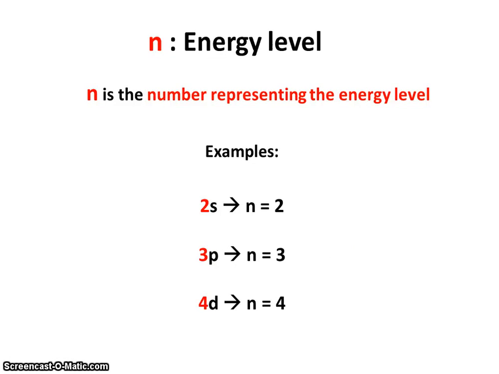I'm Mr. T, and I'm going to guide you through this station, which is on quantum numbers. The first quantum number that we're going to talk about is the energy level number, or n. n is the number that you see next to each level, and it represents the energy level. So for example, for 2s, n equals 2. For 3p, n equals 3. For 4d, n equals 4.